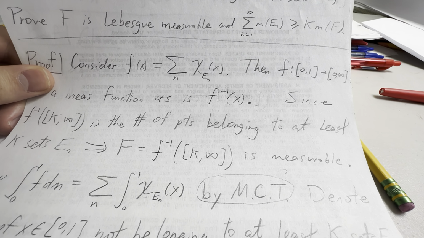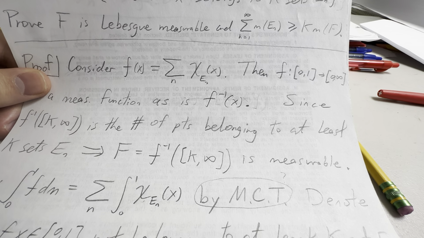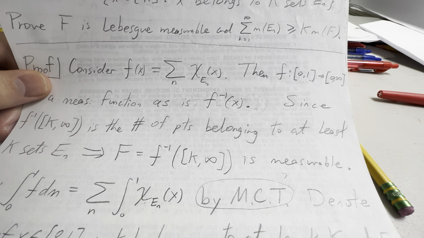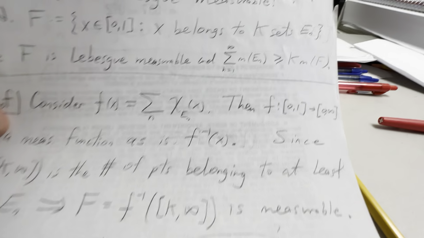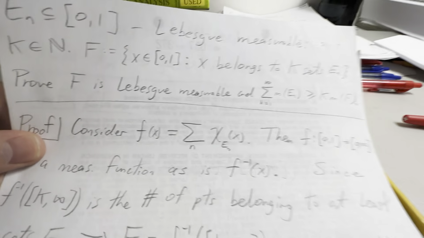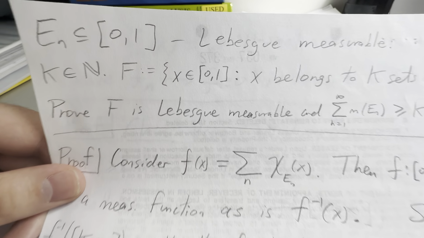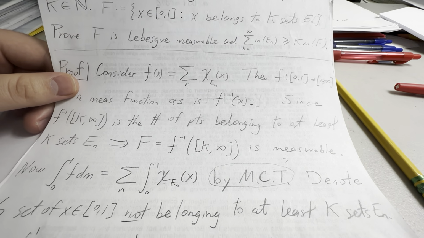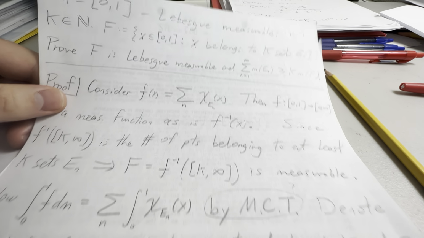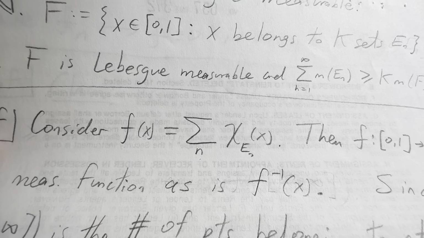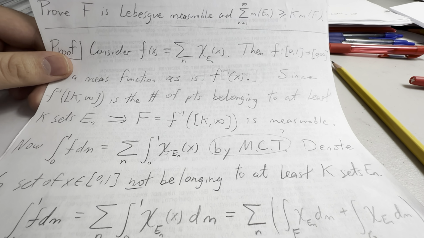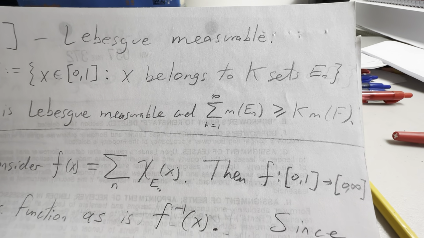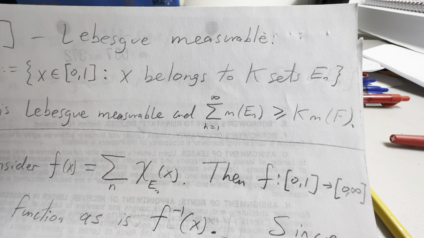So this set F can be rewritten as the preimage of k to infinity under the map f. So therefore it must be measurable because f is a measurable function. So that proves this part here, F is Lebesgue measurable. So half the problem is done already, which means that all we had to do was identify this guy. Now, for the next part, we want to show that the sum of measures of E_n is bounded below by k times the measure of F.